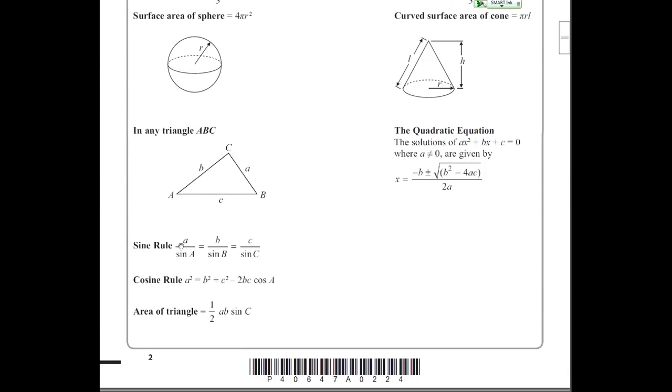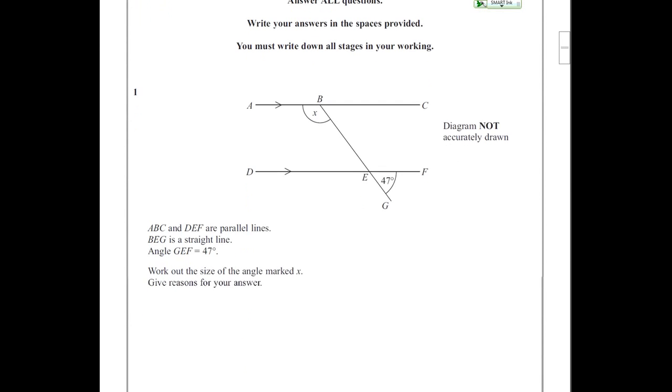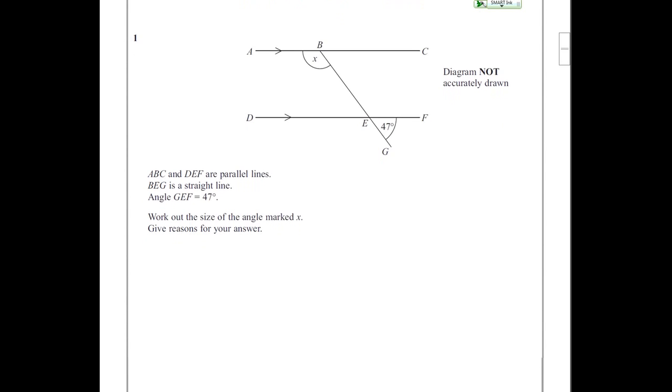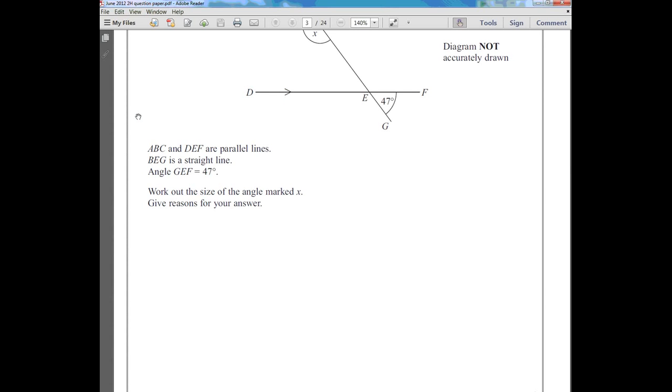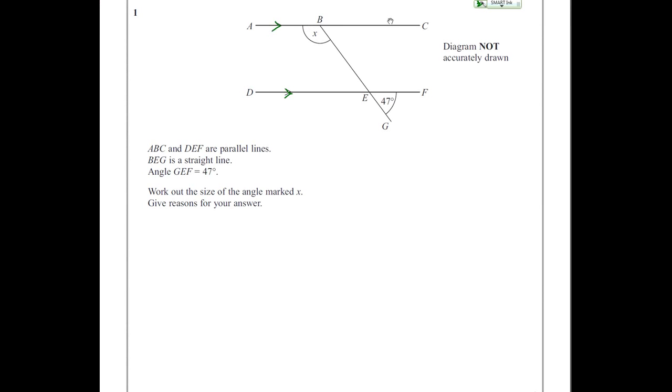Okay, first question. We've got a set of parallel lines, A, B, C and D, E, F, and they're shown to be parallel by these arrows on the diagram. BEG is a straight line, as we can see. Angle GEF is 47 degrees, as we can see from the diagram. Work out the size of the angle marked X, which is here, and give a reason for your answer.